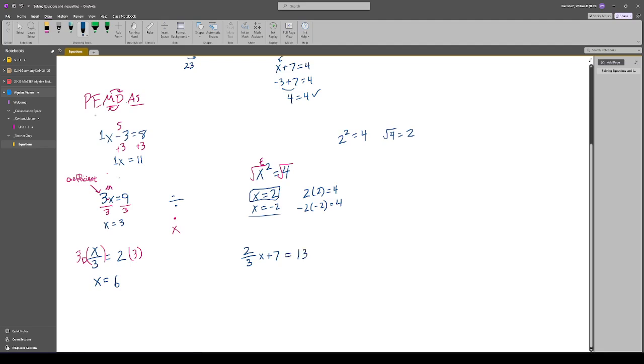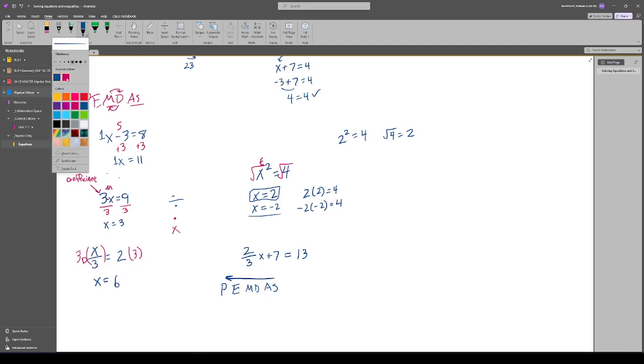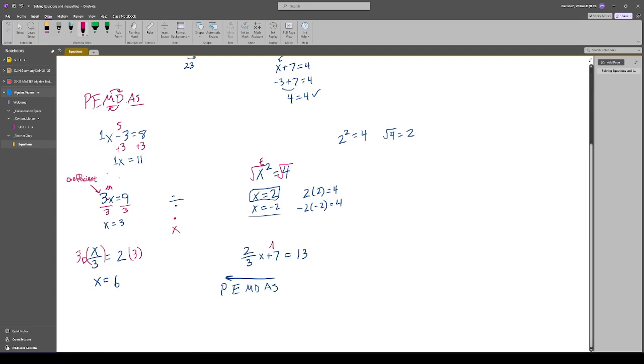So for this last problem, we have multiple operations, and this is where the ordering of PEMDAS backwards is important. So remember, we have P, E, M, D, A, S, and we're following it in backwards order for solving equations. So I'm going to identify my operations. I have an addition, and here I have a multiplication and a division. So of those 3 things that have happened, if I'm going in reverse order, addition is the first thing that I need to deal with.